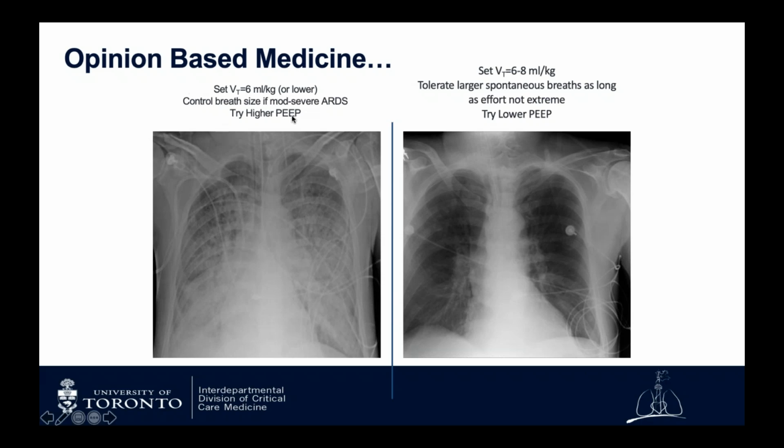And here, I think it makes sense to try higher PEEP, although each patient is their own physiological experiment, and you might try measuring recruitability directly. In these type of patients who have more hypoxemia than their chest X-ray might suggest, their lung compliance is usually not severely impaired. I set the tidal volume to be 6, maybe up to 8 mils per kilogram. I would tolerate larger spontaneous breaths as long as the patient was not making extreme efforts. And here I would start with a lower PEEP and sort of starting at PEEP of 10 and potentially titrating up or down from there depending on oxygenation response.